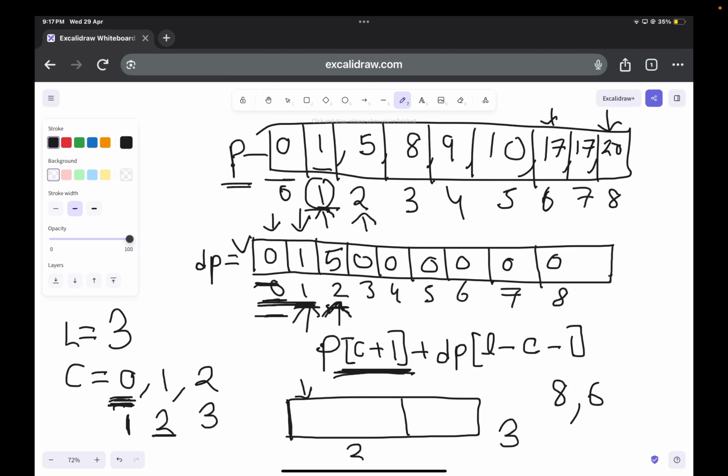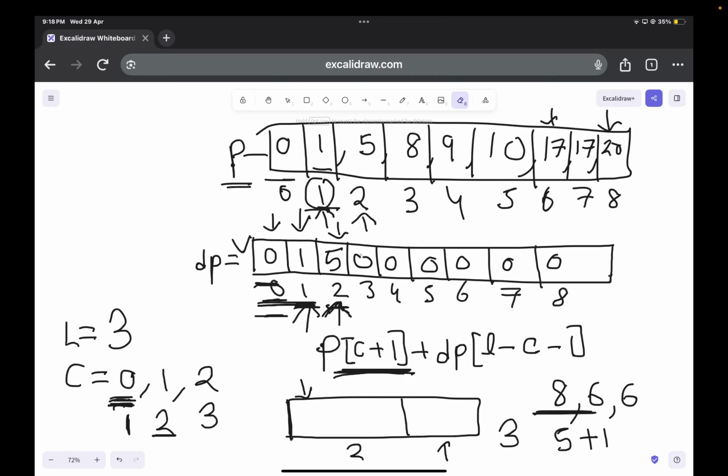Check it here, value. Price of cutting 2 is 5. 5 plus remaining. What is remaining? 1 is remaining. So dp of 1 is 1. So 2 plus 1 or 1 plus 2, both are the same anyway. So 6, 6. But what is the highest one? 8. So I'll put 8 here.